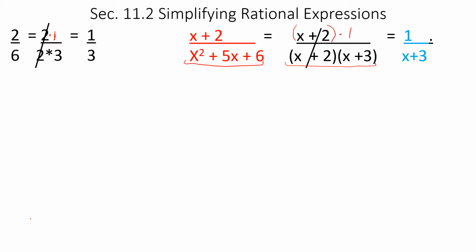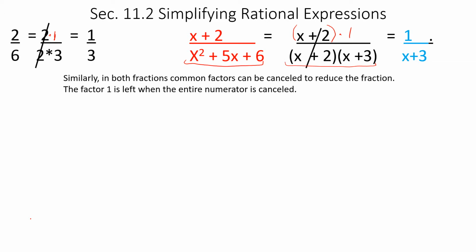So we started with the red, we reduced the fraction to what we've got there in the blue. It's the same idea. We're using the same basic arithmetic rules, all right? Only we're using rational expressions. There is one slight difference here, and we'll talk about that. So again, they're similar, and then remember that the factor of 1 is left when the entire numerator is canceled, so don't forget to put your 1 in there.